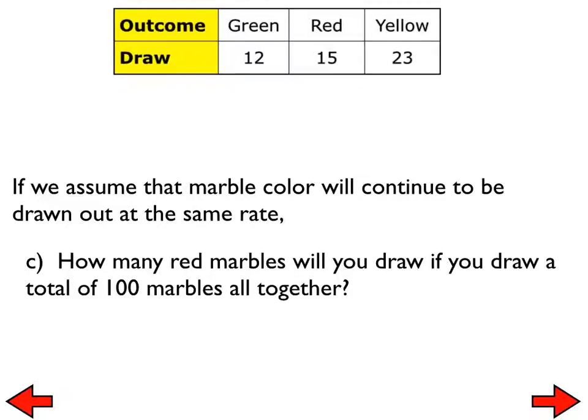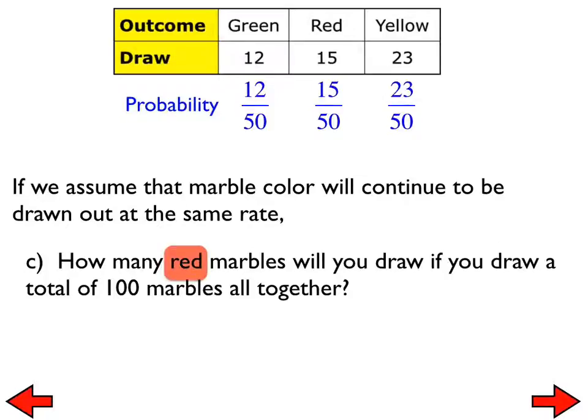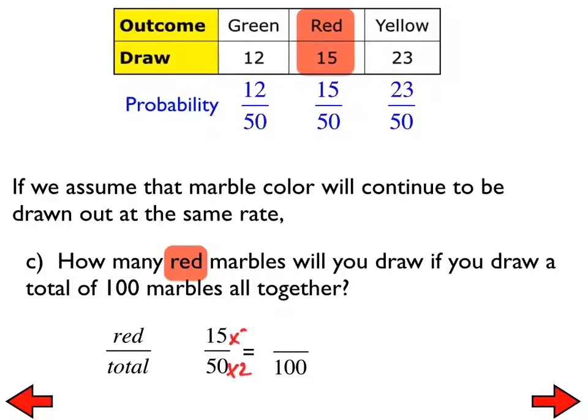For part C, now we're talking about red marbles. In the original problem, 15 out of 50 drawn were red. We're going to assume that we're drawing them out at the same rate. And so we're trying to find a fraction that is equivalent to 15 over 50 with a denominator of 100. And obviously, to turn 50 into 100, we multiply by 2. So we multiply the top one, the numerator, by 2 as well. So that means there should be 30 red marbles in that situation.